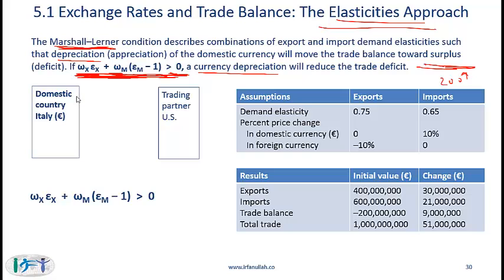This example is based on what is given in the curriculum. Let's say that our domestic country is Italy, which operates in euros, and Italy trades with the United States, which operates in dollars. Initially, Italy's exports are 400 million and Italy's imports are 600 million. Clearly, we have a trade deficit of 200 million and initially the total trade is 1 billion. We are also told that the demand elasticity for exports is 0.75 and the demand elasticity for imports is 0.65.